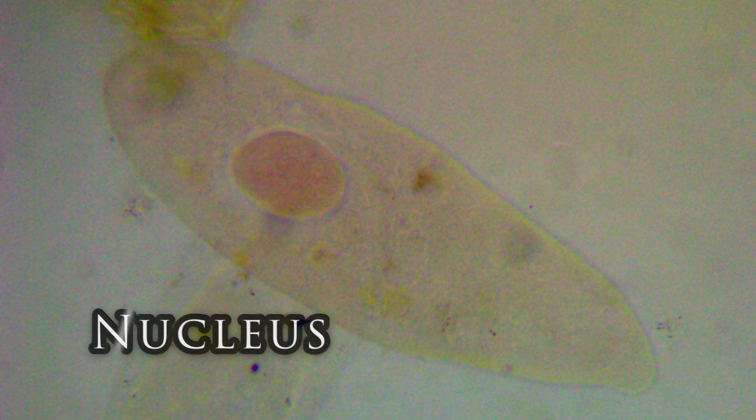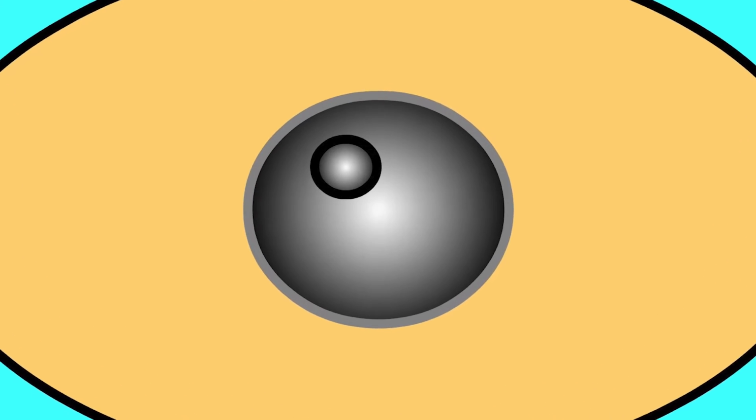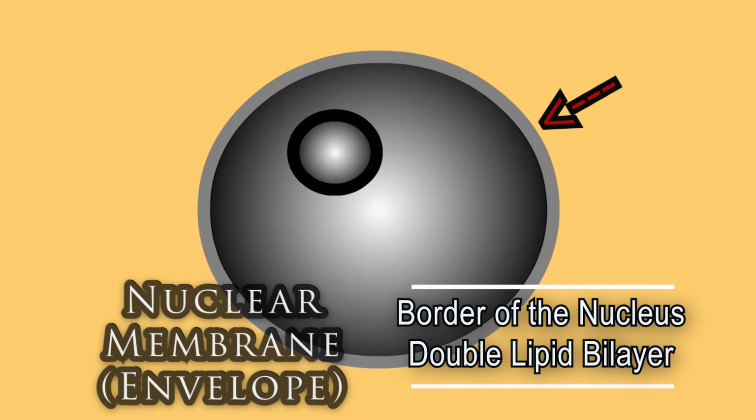The nucleus is like the brain of the cell. It's the control center of the cell. The nucleus is surrounded by a nuclear membrane. The nuclear membrane is a double bilayer, four layers of lipid, sometimes called the nuclear envelope. I guess they call it that because it envelops the nucleus. You know, if I was going to send a letter and I wanted it to get there really fast, I would use a nuclear envelope.